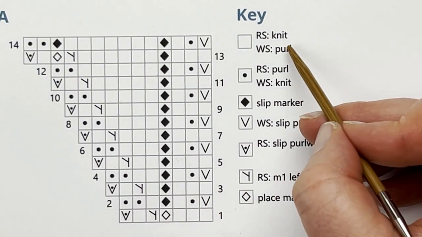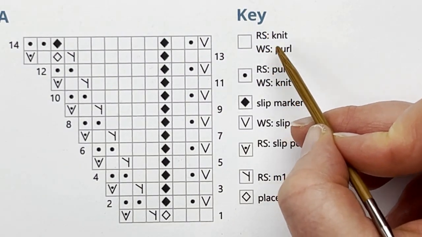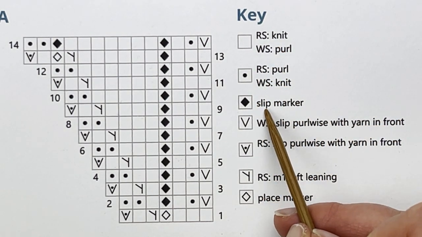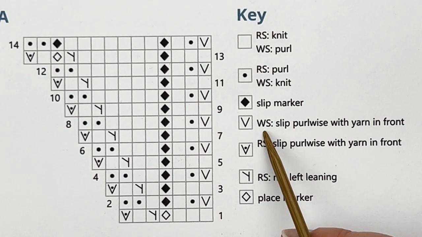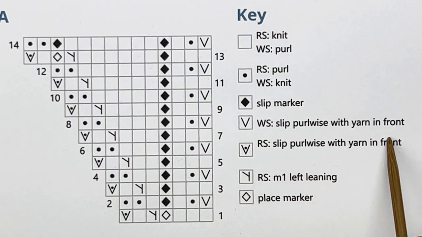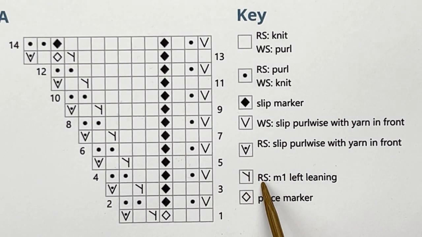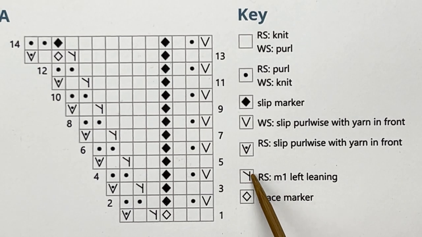Now you'll notice that in the key, some symbols have instructions for the right side and the wrong side, like this knit stitch, and knit purl and purl knit, and some only have one instruction. So this plain V means that you will only be working this stitch on the wrong side, and you will only be working this stitch on the right side. And the same is true for this left leaning stitch. You will only be increasing, for this particular chart in this particular pattern, on the right side. So you don't need to know how to work that stitch on the wrong side.